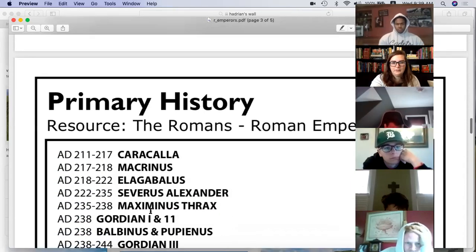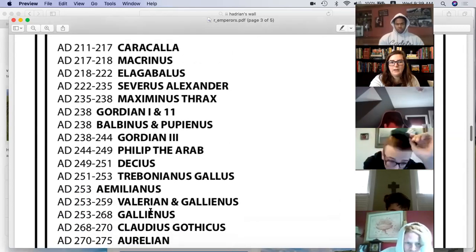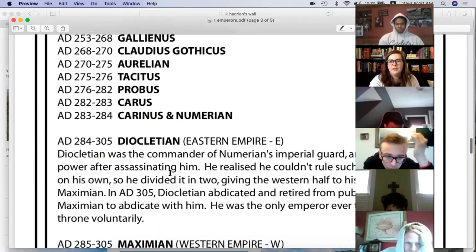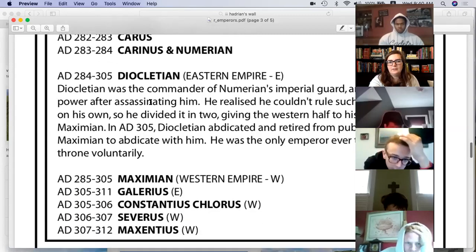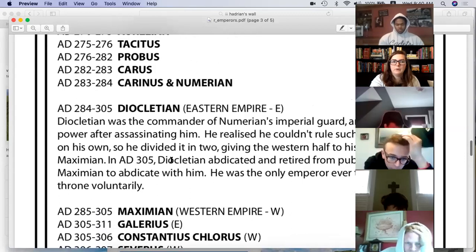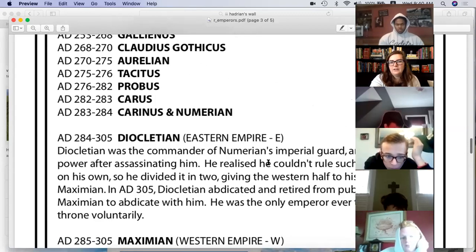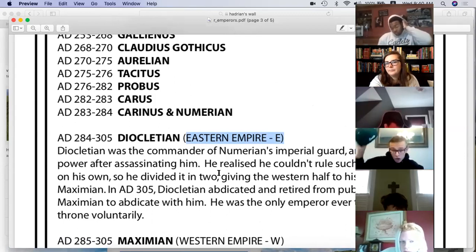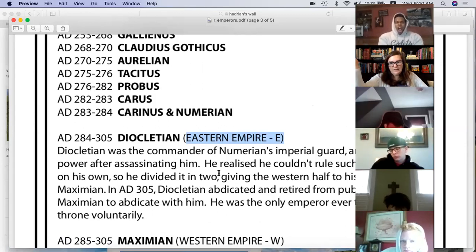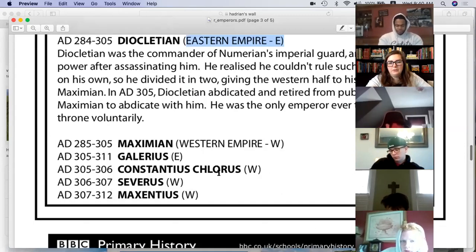And the last one is going to be another guy you remember very well. Years and years are going by. You don't have to know any of them. And Diocletian. He is the commander of the Eastern Empire. Remember when the Roman Empire is divided up? East and West. Numerian's imperial guard came to power after assassinating him. This is when it was divided up. That's what you need to remember.